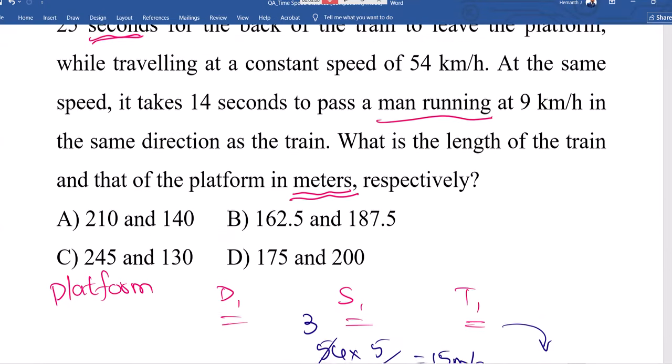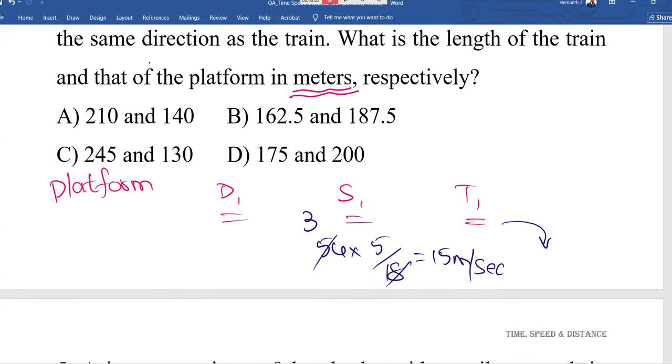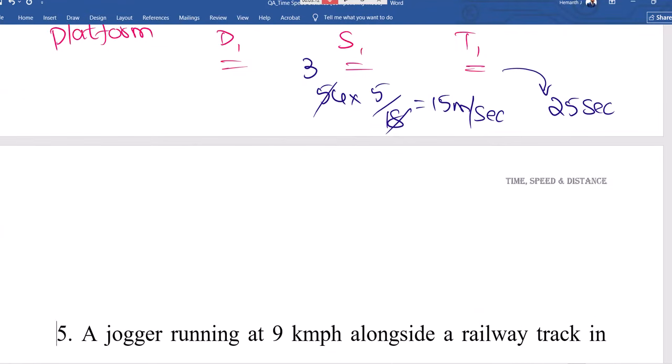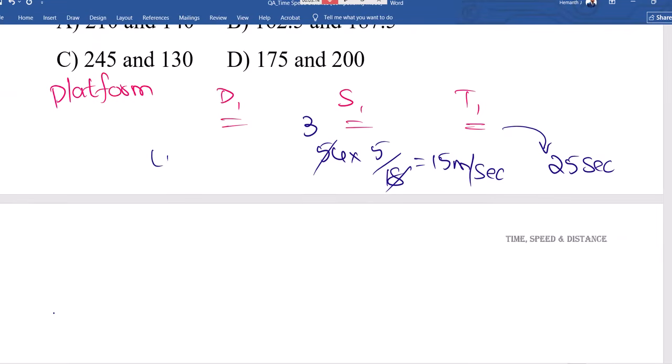Time taken is given, 25 seconds. Distance is what to be written? Train crossing platform. Distance must be length of the train plus length of the platform. Super.